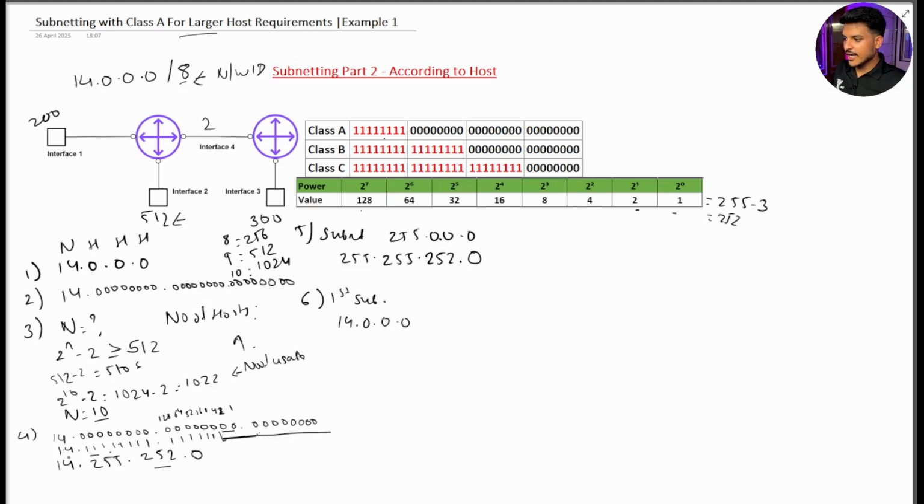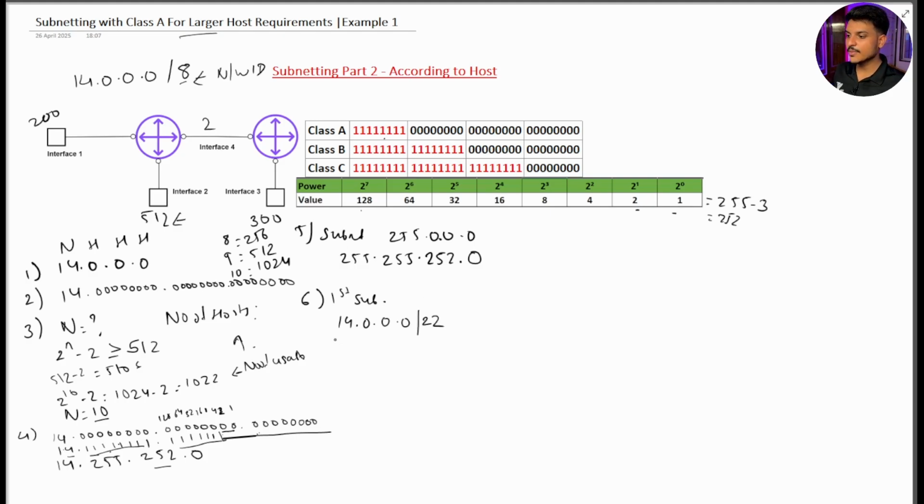14.0.0.0, but here by default 8 bits are given to network, that is okay, but apart from that you can see 8 more bits are given to network, and 6 more bits are given to network, meaning 8 plus 8 is 16, and 16 plus 6 means 22 bits are given to network. So what will it be? The CIDR range, as CIDR denotes how many bits are given to network. So here 22 bits are given to network.